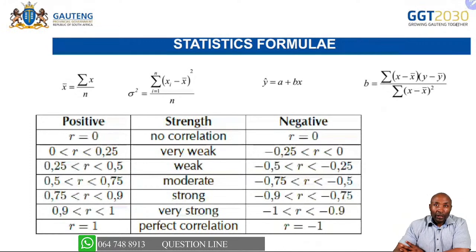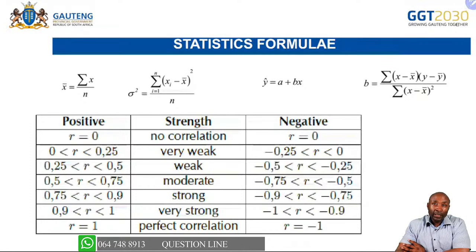Our correlation coefficient is also very important because it helps us to comment on the strength of the relationship between the two variables that we are working with. You will find out that when our correlation coefficient is almost 0, there is no correlation, there is no relationship between the two variables. If it is between 0 and 0.25, it can either be positive or negative. You will find out that we say it's a very weak, either positive or negative association.